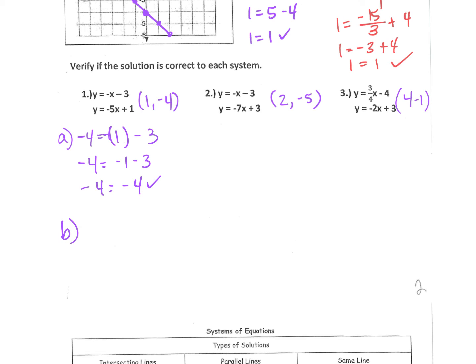Then we have B. We have -4 equals -5 times 1 plus 1. Now we're doing the second equation. -4 equals -5 times 1, which is -5, plus 1. And -4 equals -5 plus 1, which is -4. So this one has a solution.